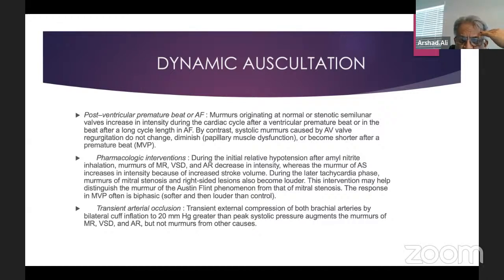One of the things that sometimes is done is that you inflate a cuff on both brachial arteries above the systolic pressure, about 20 millimeters higher than that. This will augment the murmur of some AR, MR, and VSD. These three things, because there is more backflow towards the ventricle.